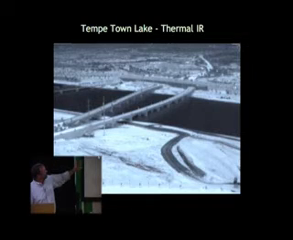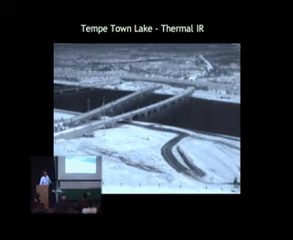So even simple, you don't have the fancy aircraft or satellite infrared imagery, just handheld infrared cameras now are becoming inexpensive enough that you can begin to put these in strategic places and monitor things like water temperature and surface temperature and road temperatures, et cetera.